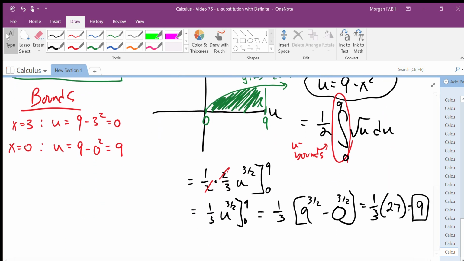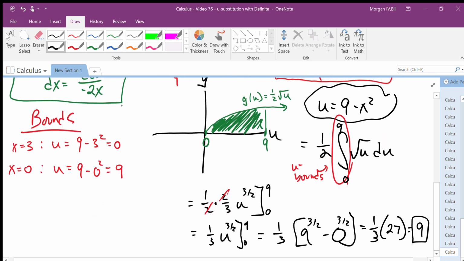Again, notice that because we changed our bounds, x equals 3 went to 0 and x equals 0 went to 9. We do not have to go back and replace this u with x's. I can simply plug the u bounds into the u. That would have been the same thing as plugging the x bounds in if we had x's.